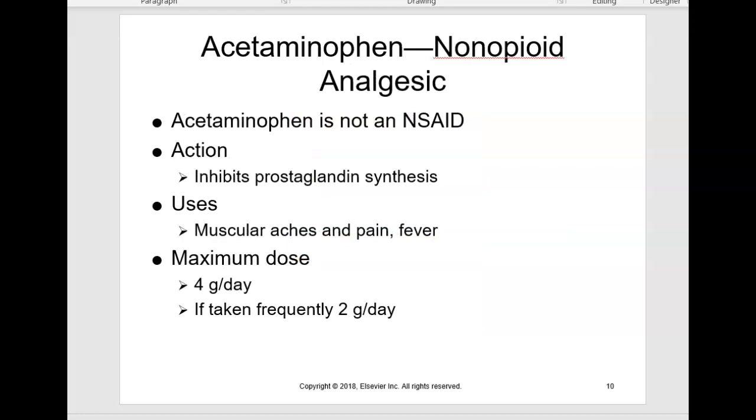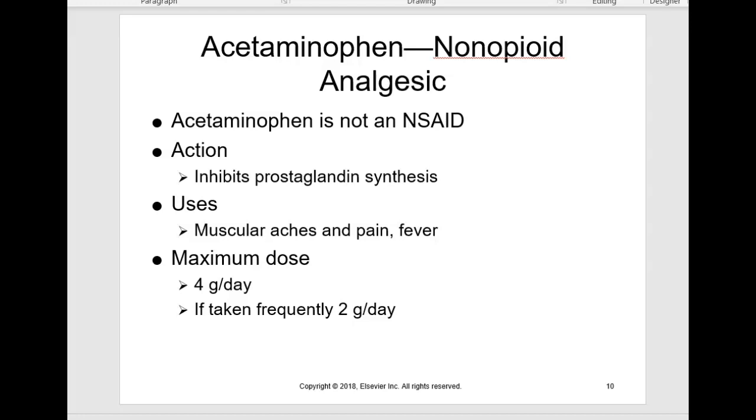Acetaminophen is another type of non-opioid analgesic. Acetaminophen is not an NSAID, so it's a non-opioid analgesic, but it is not like ibuprofen or aspirin, because it is not an NSAID. It works by inhibiting prostaglandin synthesis. It's used for muscle aches, pain, and fever.